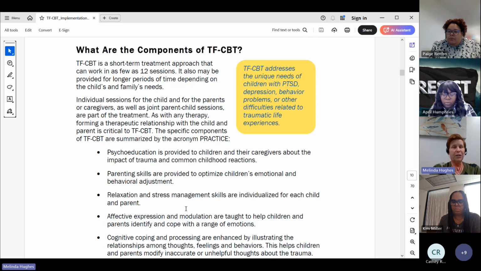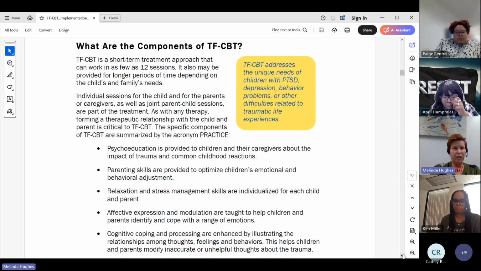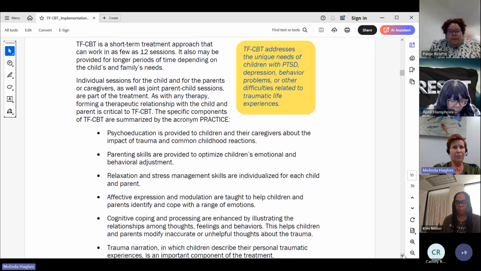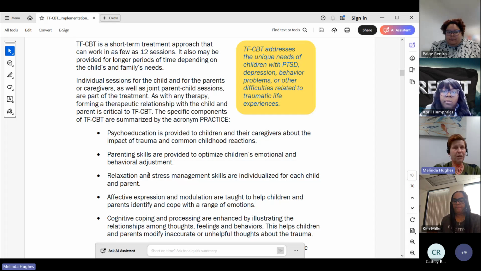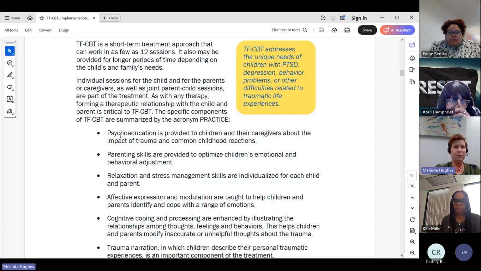So this PRACTICE acronym, and in the work, it's actually 2 P's for the children's work, but it'll just be 1 P for the adult work. It outlines kind of the overall path. So I'm talking all over the place. Let's just look at this.